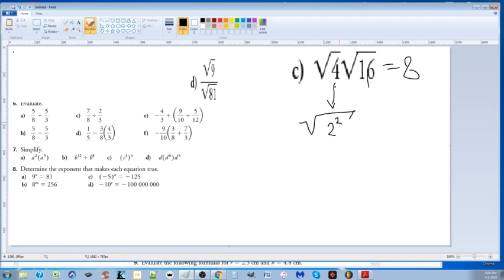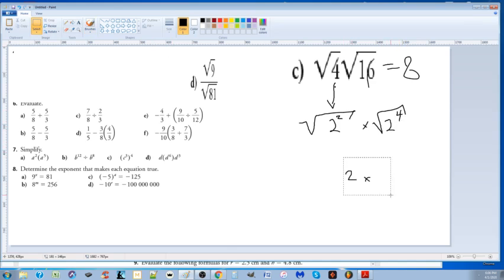2 squared to the square root is the same as 2 to the 2 over 2, or just 2 to the 1. It would just be a 2. But yeah, that's one way of looking at it. It's the square root of 2 to the 2. What about 16? Well, 2 times 2 times 2 times 2 is the same as 16. So we get the square root of 2 to the 4.